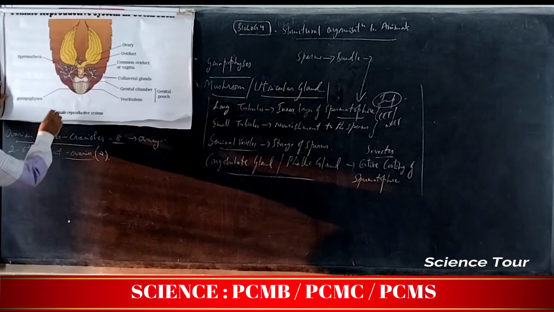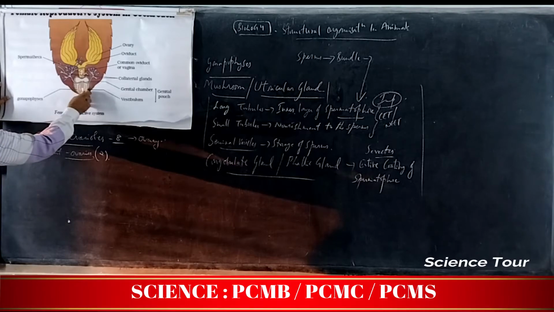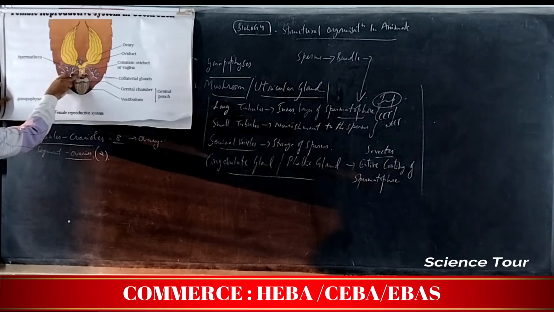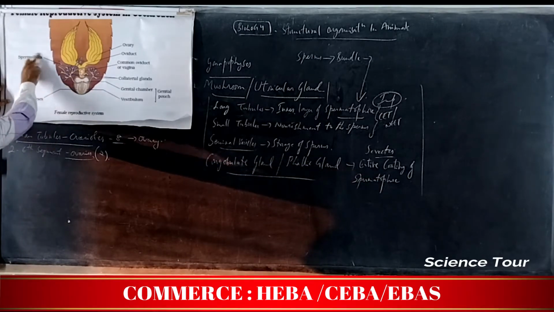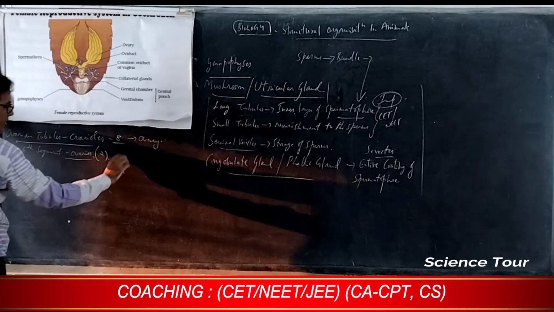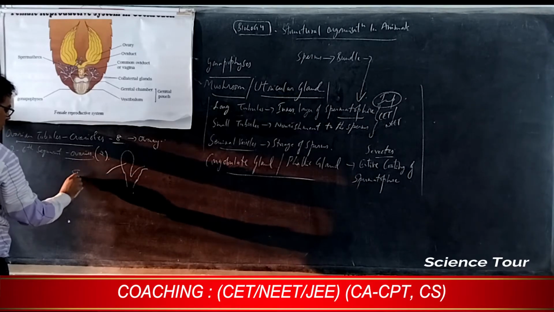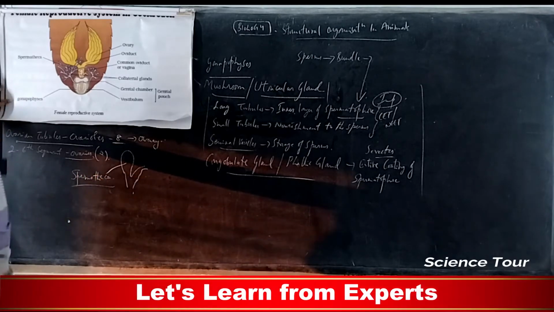Then there is a pouch called spermatheca, which is present on the 6th segment. It is a paired structure. One is large and one is small. So this is nothing but the spermatheca, where the sperms are temporarily stored.